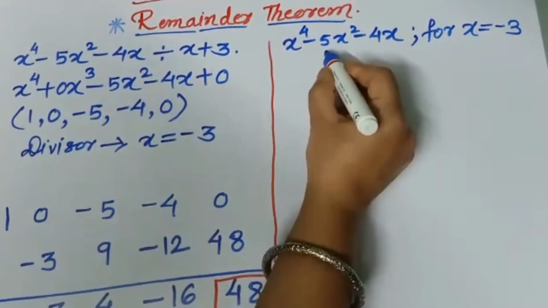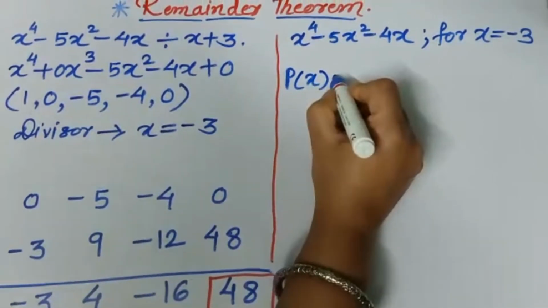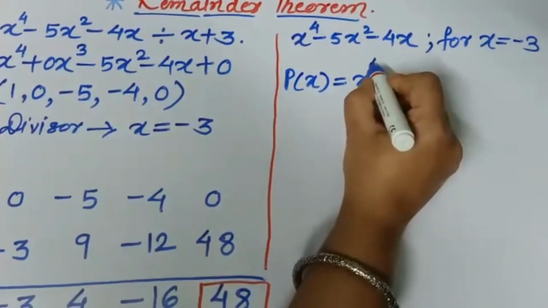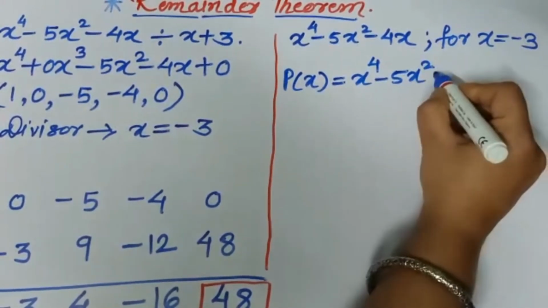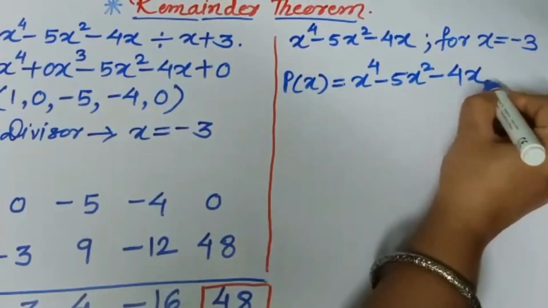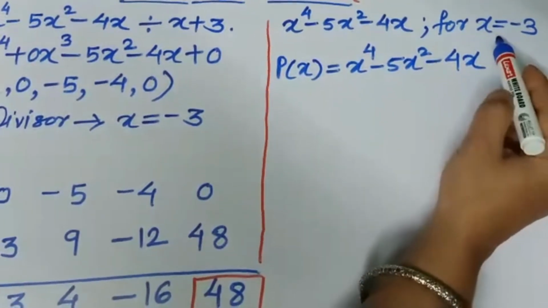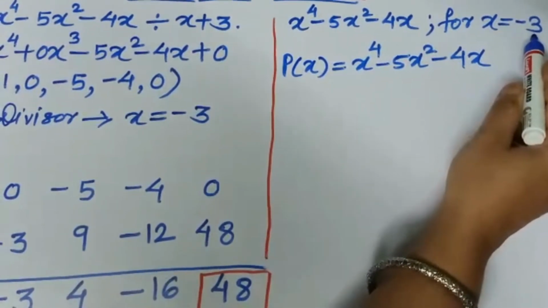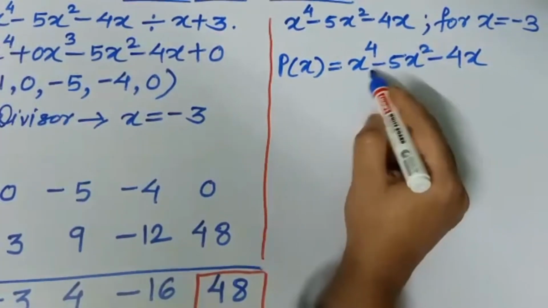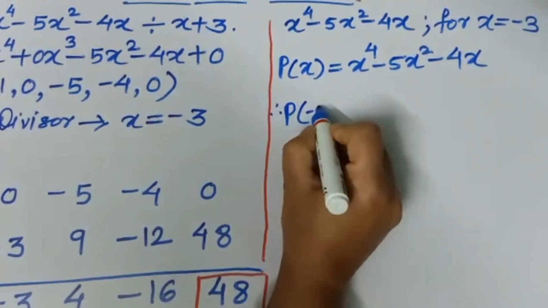Here this polynomial is in the form of variable x. So p of x is equal to x raised to 4 minus 5x square minus 4x. Now we will find the value of this polynomial by putting x is equal to minus 3, means for the value of the variable minus 3. So we will replace this x by minus 3. So right here, therefore p of minus 3.